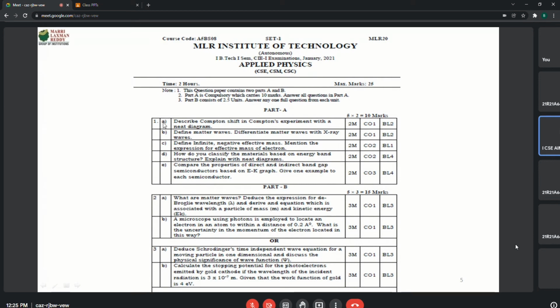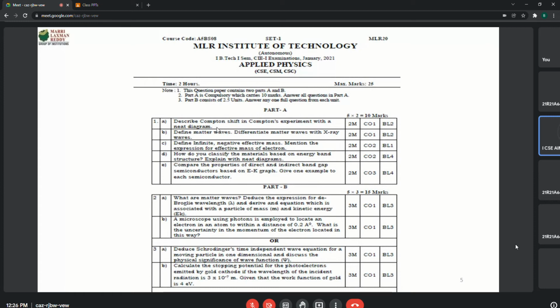1A. Whenever you are writing the answer to that particular question, margins are given. Out of that margin, at the leftmost corner, you have to write 1A. 1A is nothing but the first short answer question. You see how the question was framed here: describe Compton's shift in Compton's experiment with a neat diagram. Don't think that short answer means only 1 or 2 lines have to be written. Don't write the answer based on how many marks the question carries. Whatever you know about that topic, by maintaining the time, present it on the paper, then you are going to get good marks.